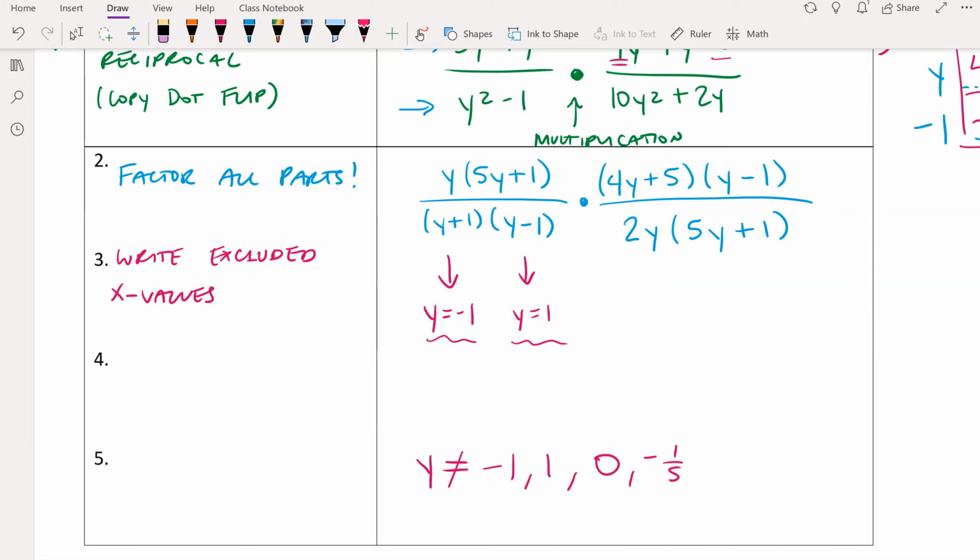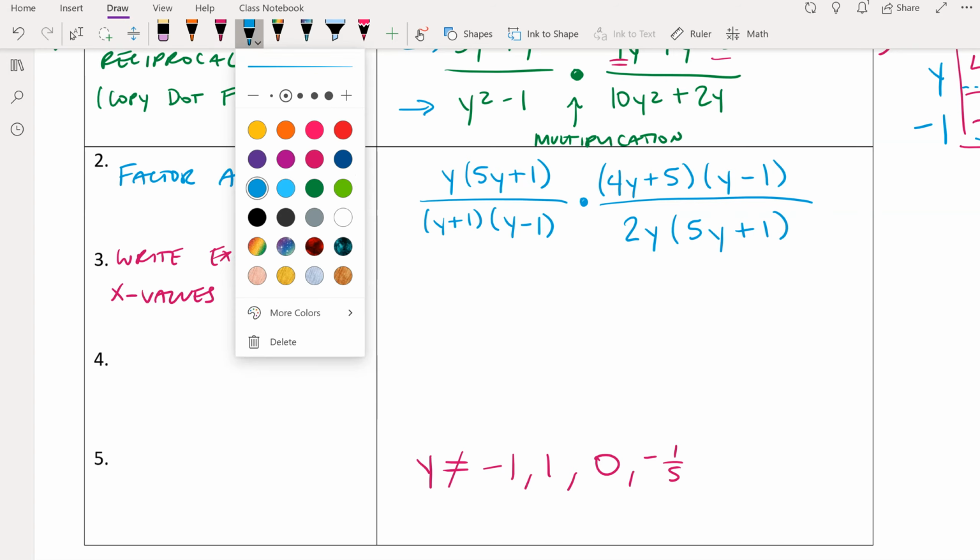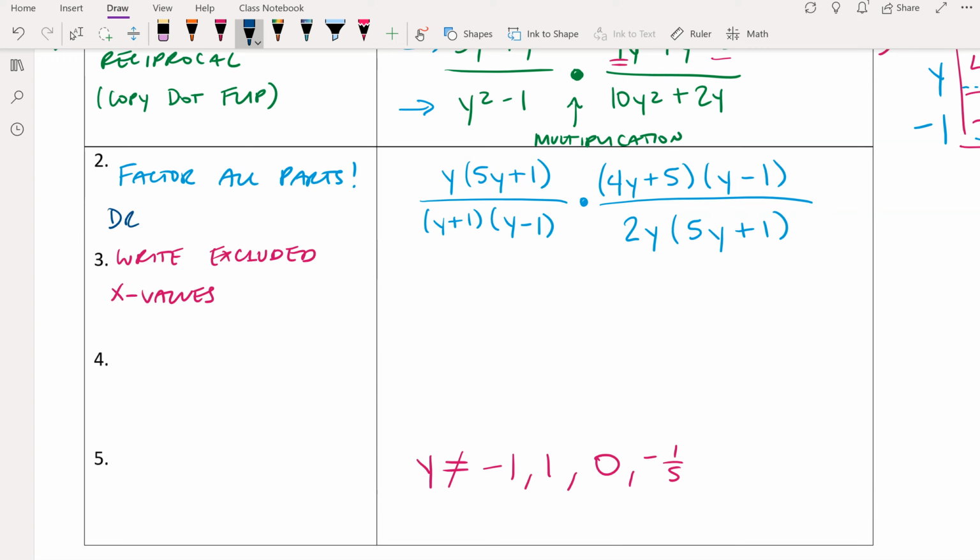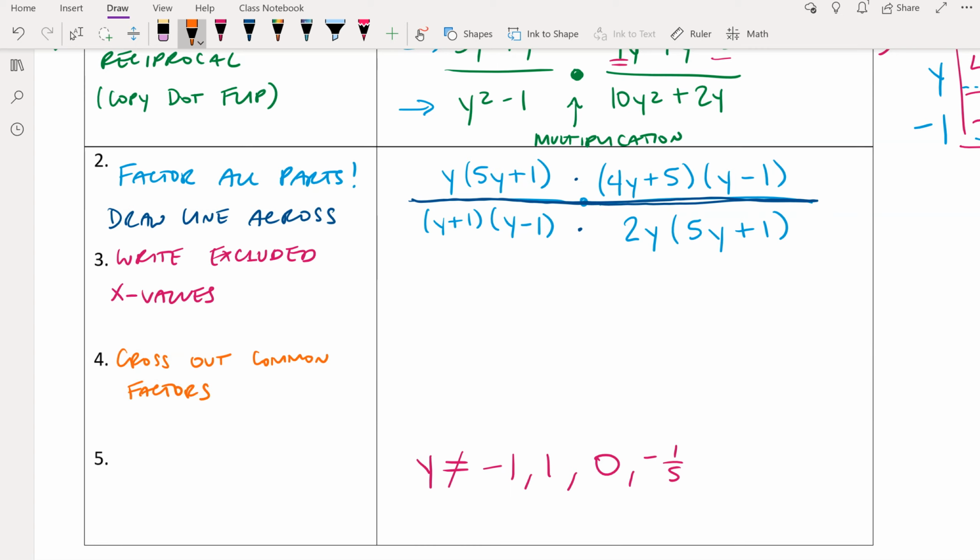Okay, so now let's go back to our next step, which is, we forgot to do this, y'all. After you factor all parts, you can draw the line across. For multiplication, you can draw the line across. So I'm going to take this line and complete it all the way across and pretend that that's one big fraction because they're multiplying. Sweet. Now we can cross out common factors. Let's go ahead and cross out the common factors in the numerator and denominator.